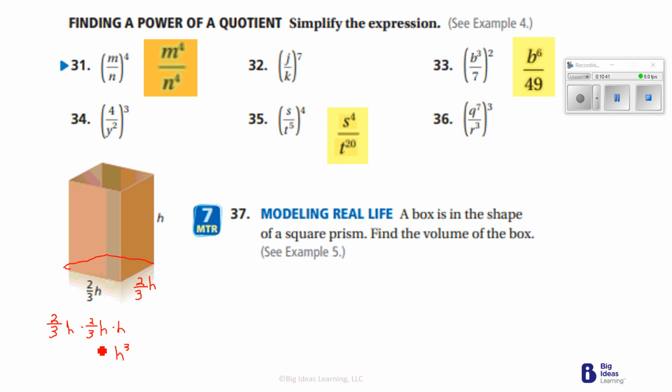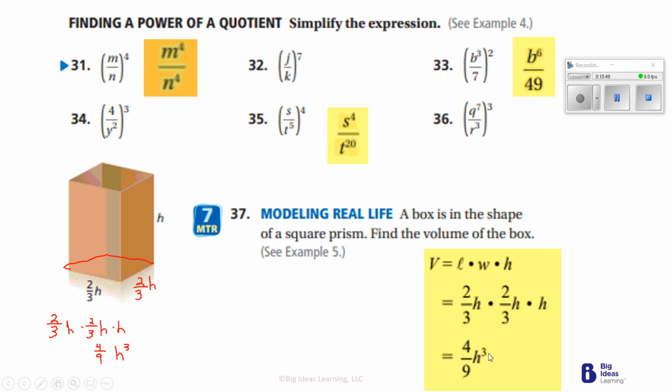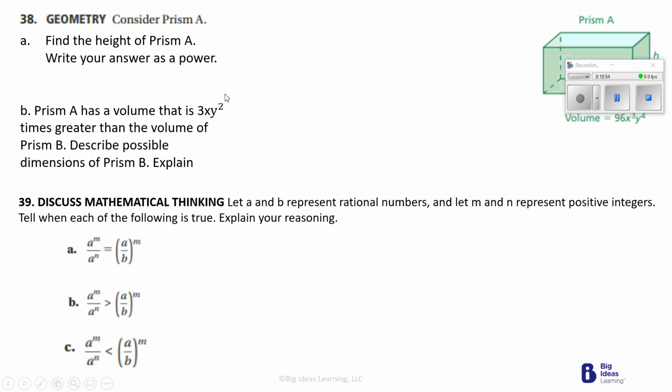And that'll give us 2 times 2 is 4, as I said. 3 times 3 is 9. We should have 4 over 9 h to the third power as an answer. And there it is, 4 over 9 h to the third power. All right, let's go to number 39.